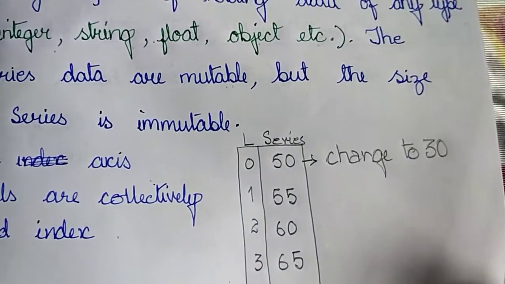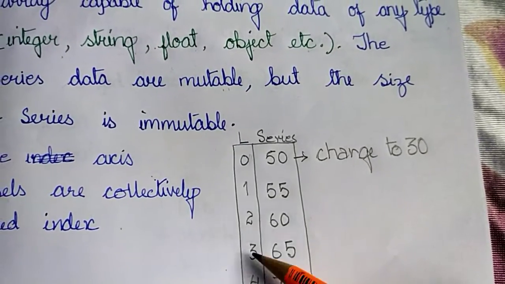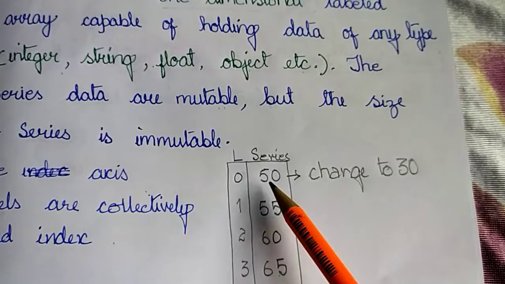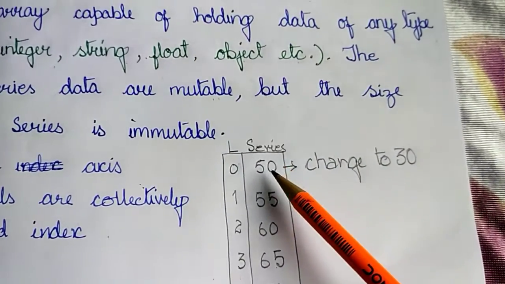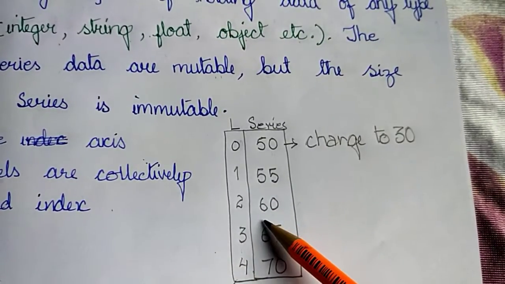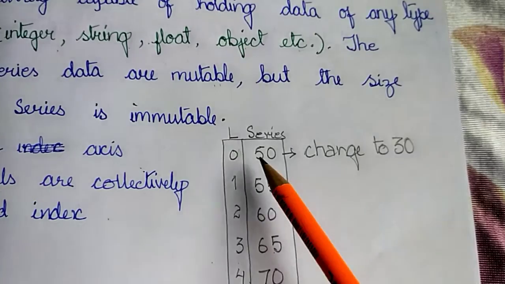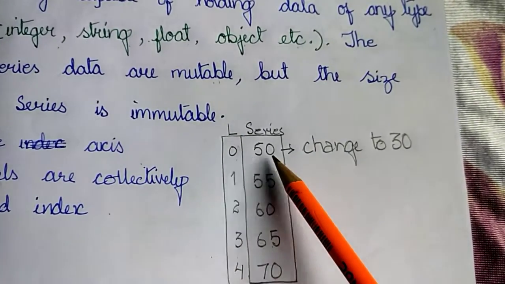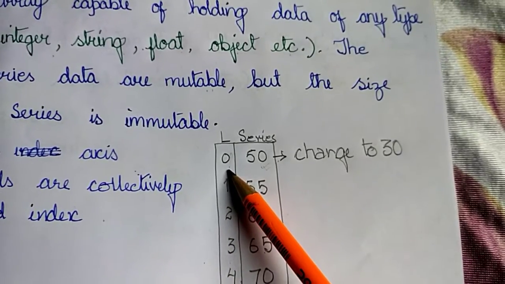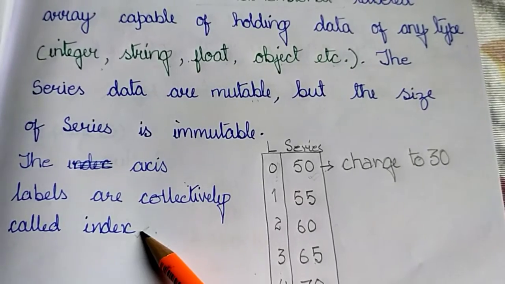So let's see over here in this diagram, this part over here is the label and this part over here is your series. The moment you create your series, suppose I input the integer data, let's say 50, 55, 60, 65 and 70. Automatically when you run, you will see that it will not display only the data, but it displays along with the label. So these collectively are known as the index.